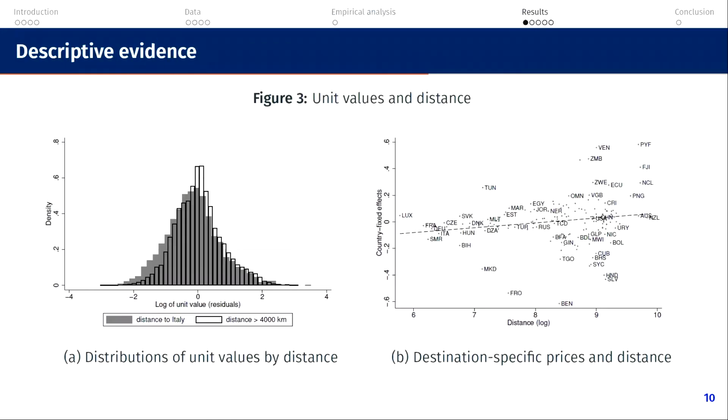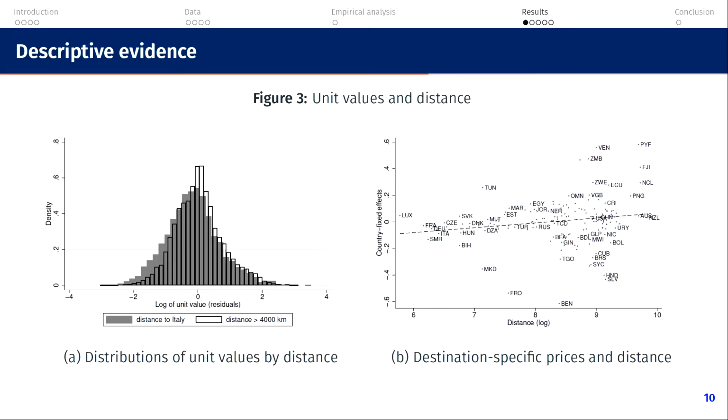So to preview my results, first I start with a bit of descriptives. Here on the left-hand side, I regress HS8-digit product prices on distance. So these are demeaned. And then I plot the residuals. And here I see that exports to Italy, so Italy is in the dark region, this is closer. Italy is a neighbor to Switzerland. And basically what we see here is that for countries that are further away, so the white bars are distances that are 4,000 kilometers away, the distribution is skewed a lot more to the right. So export prices are higher when we go further away from Switzerland.